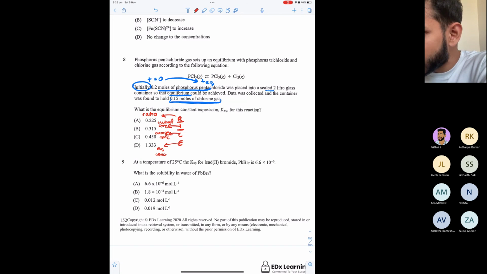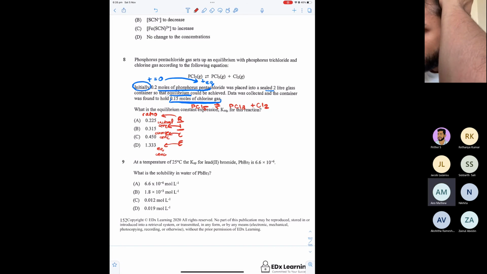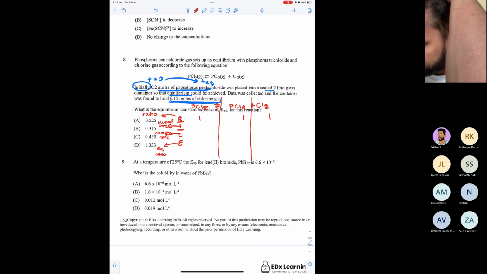We've got this reaction where PCl5 forms an equilibrium with PCl3 plus Cl2. And what is the ratio of all of these gases? Is it 1 to 1 to 1? Yes, 1 to 1 to 1. I'm just going to draw a line here to separate all the substances. Just note that this is a reactant on the left-hand side, and the two things on the right-hand side are products.